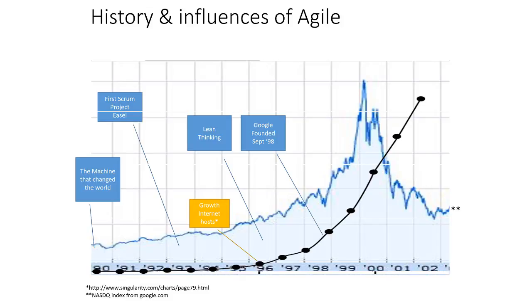And then I called out a few milestones in history that were happening. There's a book called The Machine That Changed the World. Highly recommend reading that. I'll talk about it later. The first Scrum project was done in 2003 at a company called Easel by Ken Schwaber and Jeff Sutherland. They co-developed the Scrum process in 2003. So it's been around for a long time.